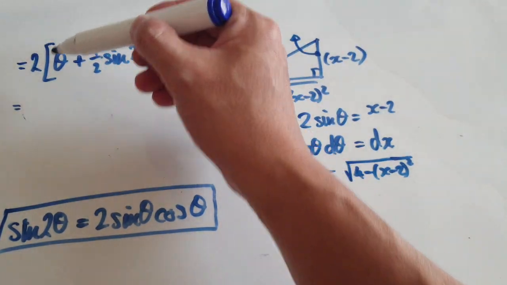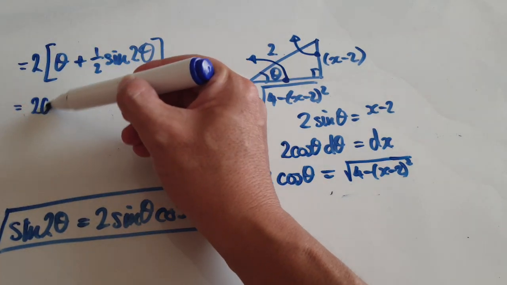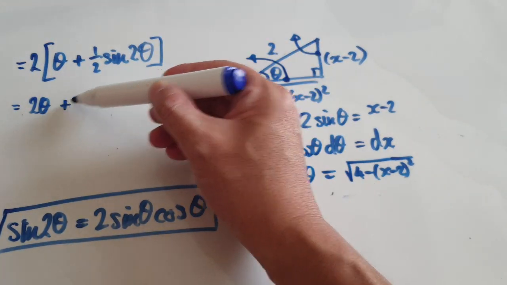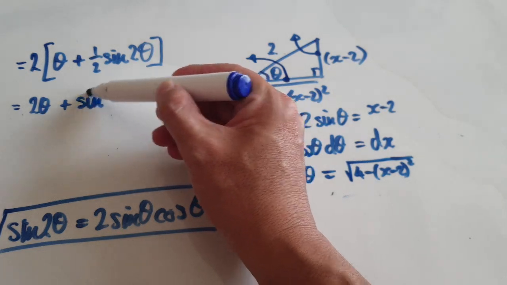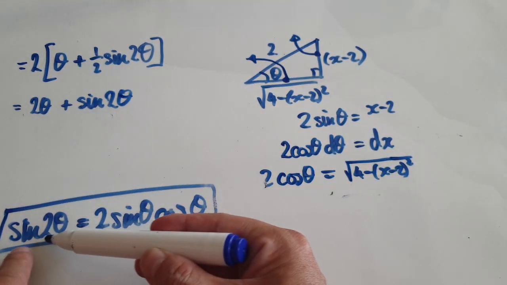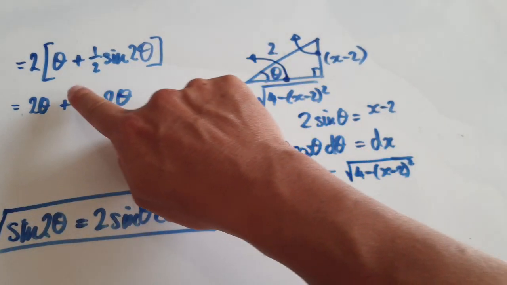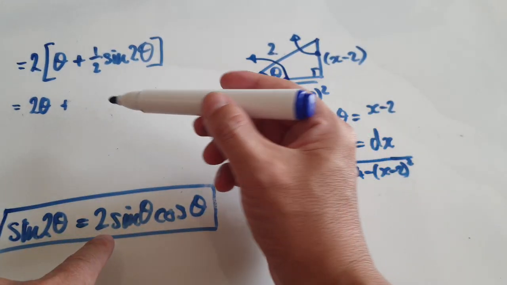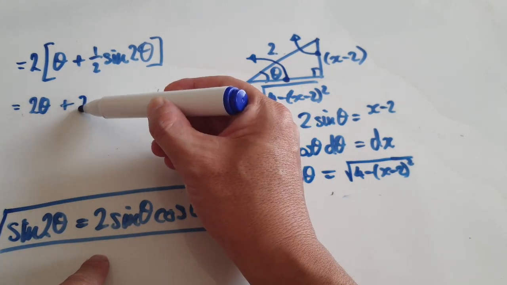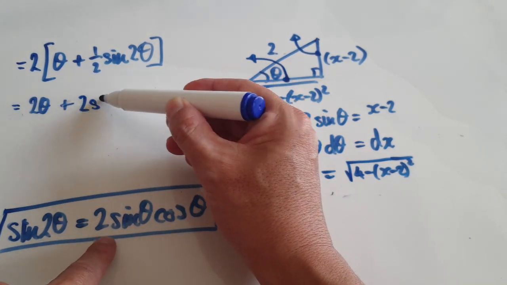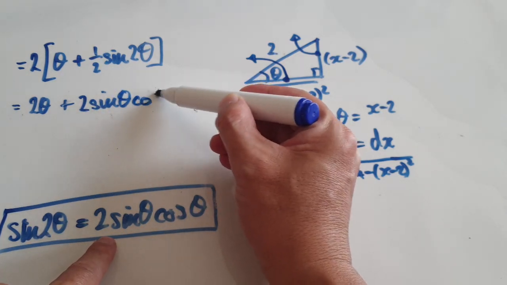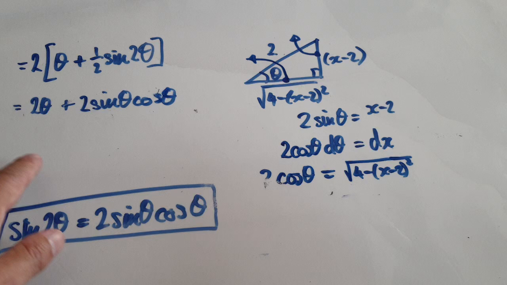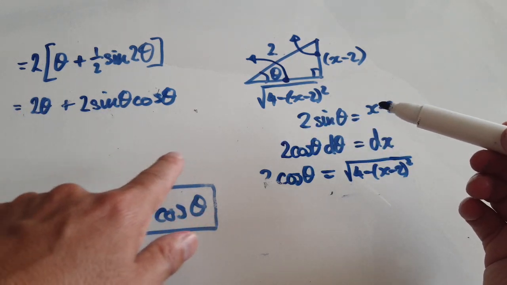So that would be the same as, let me just multiply this out. This will be 2 theta. This times this would then be the 2 and the half will cancel each other out, so that would be sine 2 theta. But sine 2 theta is this thing here, so I can replace it with 2 sine theta cos theta. So now it's just a matter of translating everything in terms of x.